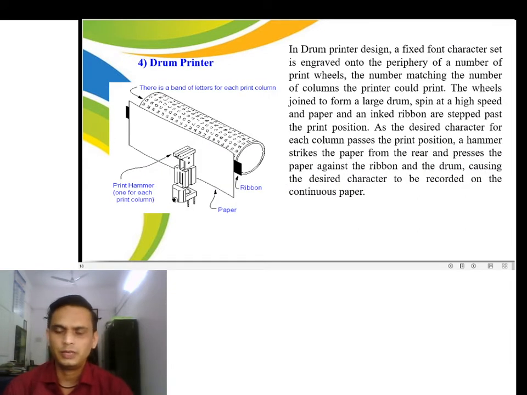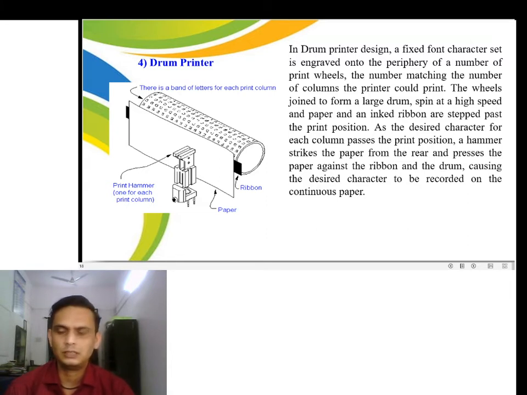Drum printer, same as the chain printer, the drum printer also has a fixed font character set engraved onto the periphery of a number of print wheels, and these wheels are mounted on a drum. The wheels, one for each column the printer could print, join to form a large drum that spins at high speed, and paper and ink ribbon are stepped past the print position.